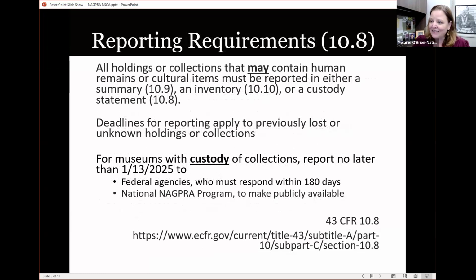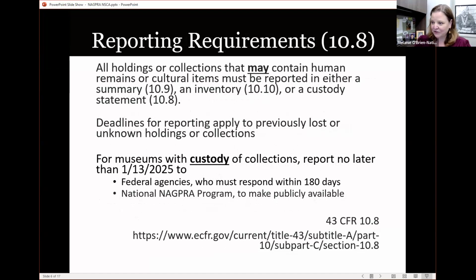So what is required under NAGPRA? Again, as I said, the requirement for a museum is to ensure that it's communicating with Indian tribes and Native Hawaiian organizations about the collection. And so there is an obligation for any museum that receives federal funds to ensure that they are reporting on any holdings or collections that may contain Native American human remains or cultural items.